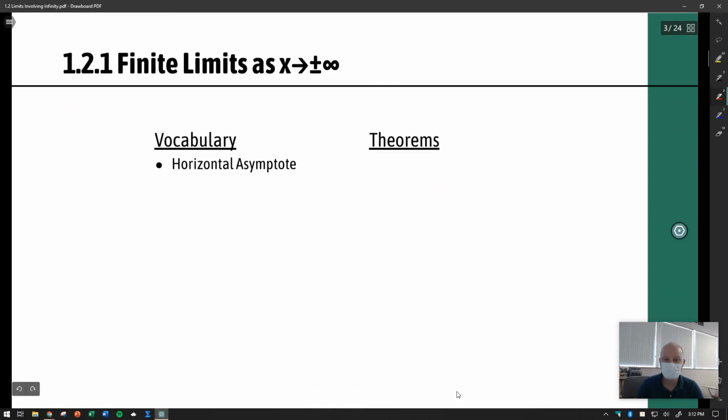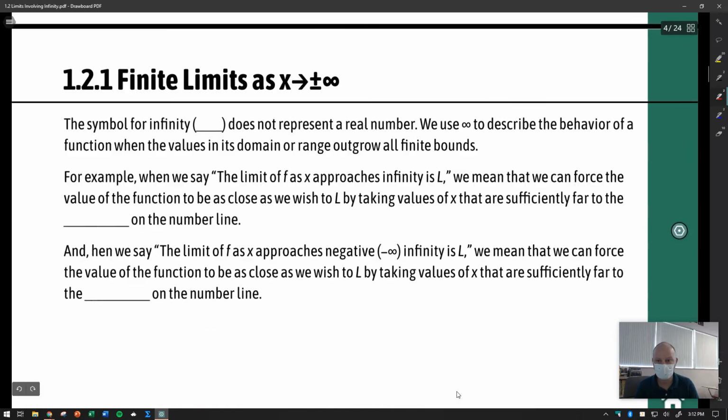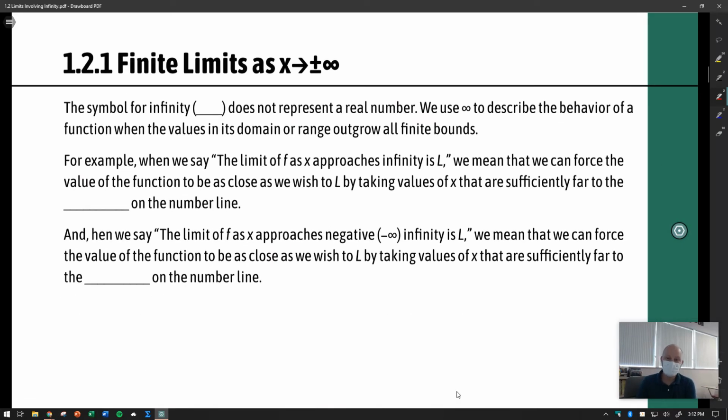So this video is going to be all about finite limits as x approaches positive or negative infinity. No theorems in this section, but we are going to see a definition of horizontal asymptote. So let's begin. Finite limits.